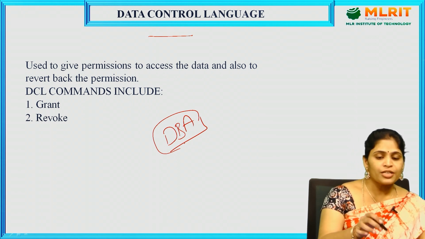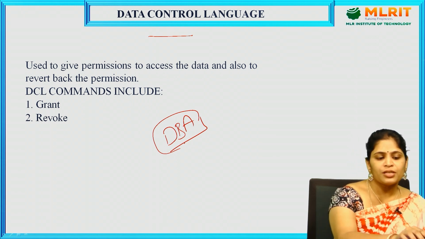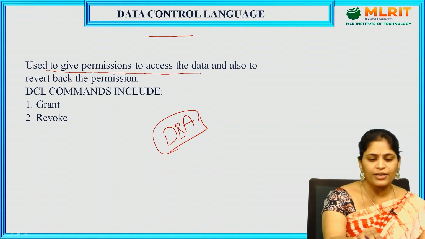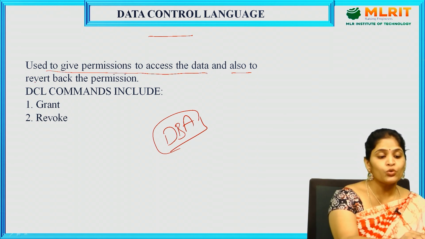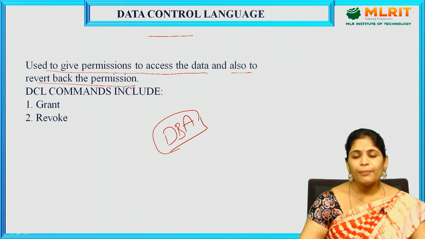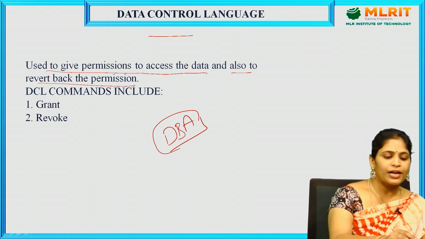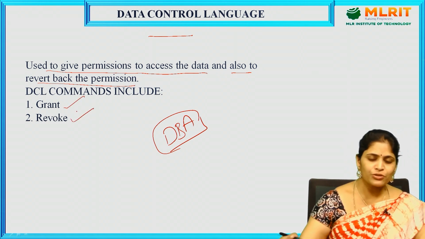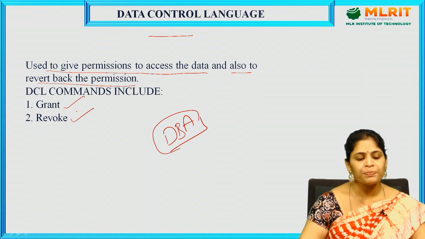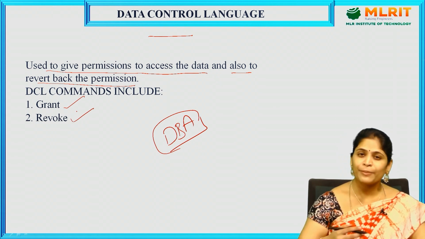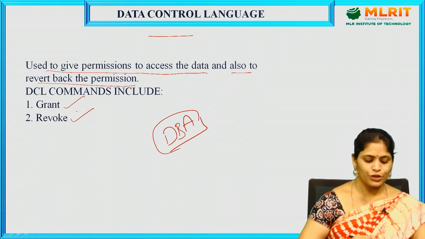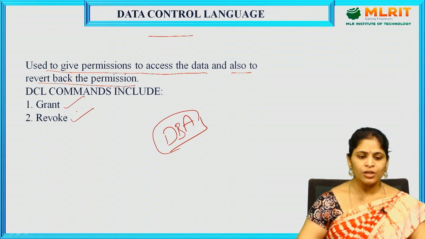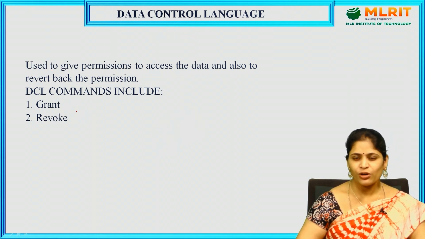So the responsibility of this language is to give permissions to access the data and also to revert back the permissions by using which commands? Grant and revoke. The grant command is used to give permissions to the user, and the revoke command is used to take back the given permission from the user. So these two come under data control language.